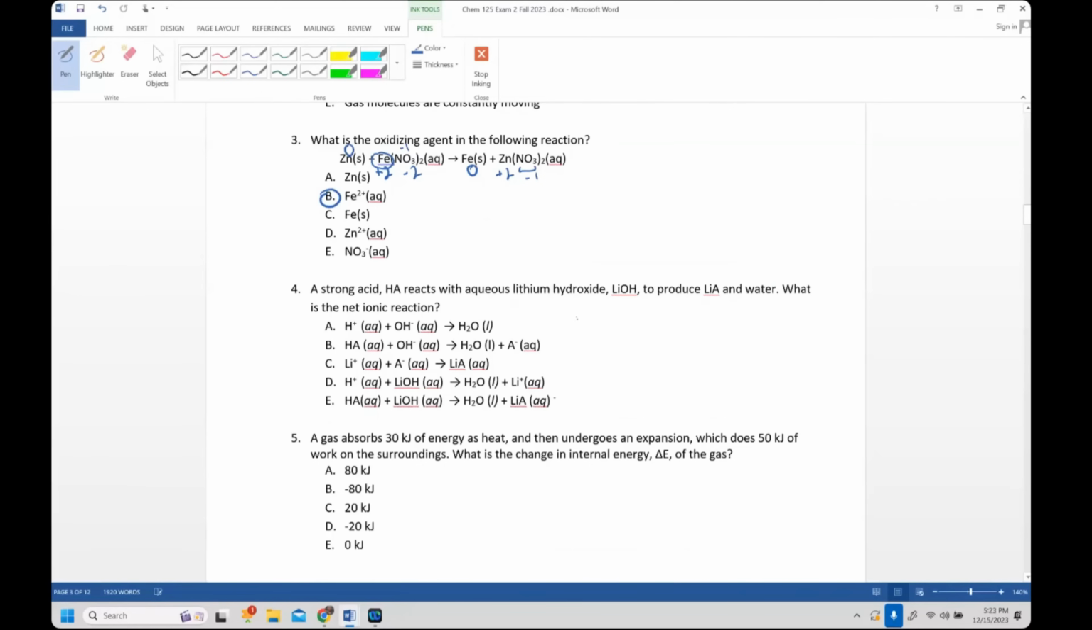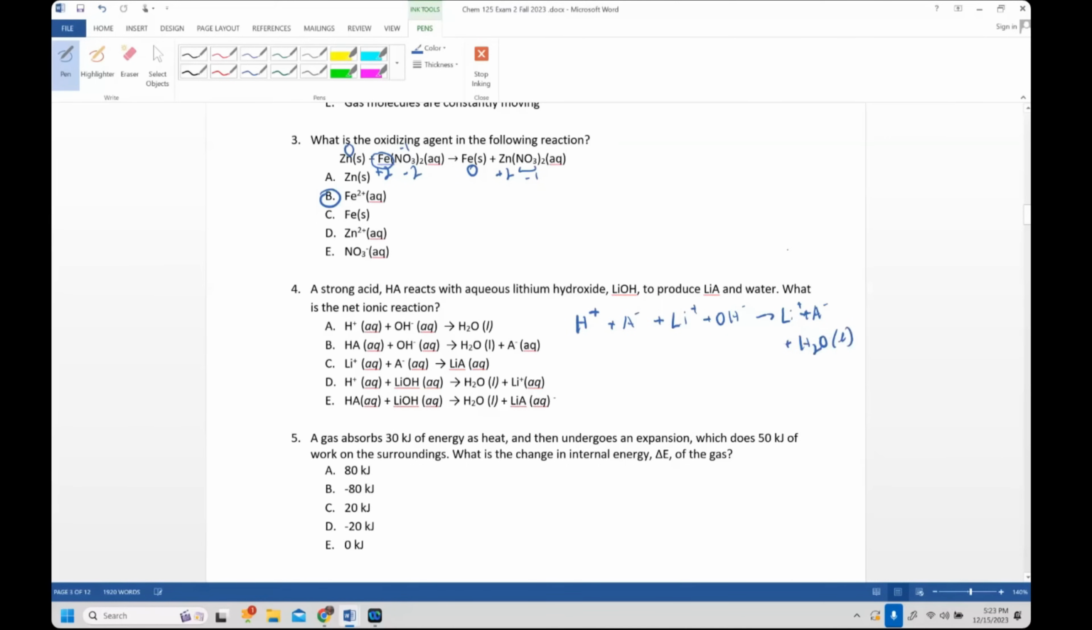So net ionic reaction, we have our HA, which is a strong acid. We know that. So it's H plus A-, dissociates completely, plus our lithium hydroxide, Li plus OH- yields Li plus A-, which is the anion and the lithium. They are dissociating because they're completely soluble, because anything with lithium is soluble. And then we have H2O as a liquid, which is a pure substance.